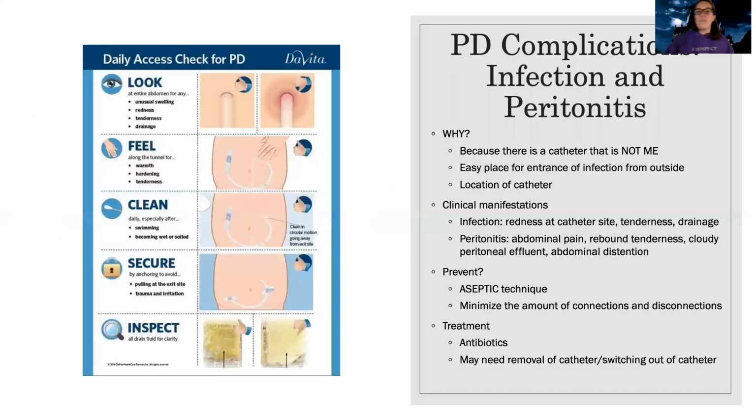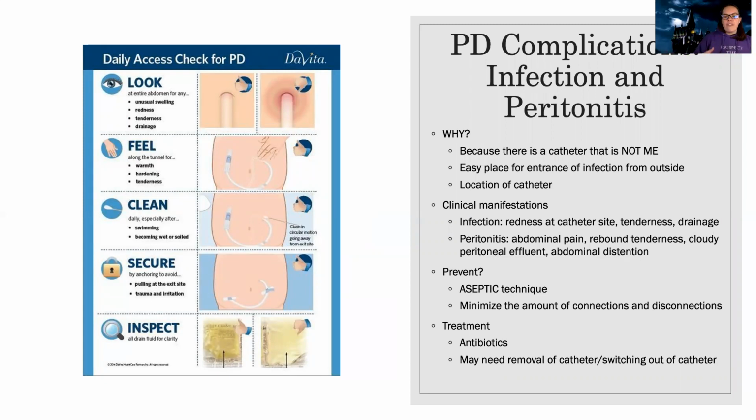So there's obviously a lot of complications possible with this. Of course, there's infection. You have a catheter in your belly, which is not the most sterile place. Well, it's not in your belly, but it's in your peritoneal cavity, in that space in between. And because this catheter is not part of me, there's always going to be a risk for infection. There's an easy place for entrance of infection from outside, because of the location of that catheter.